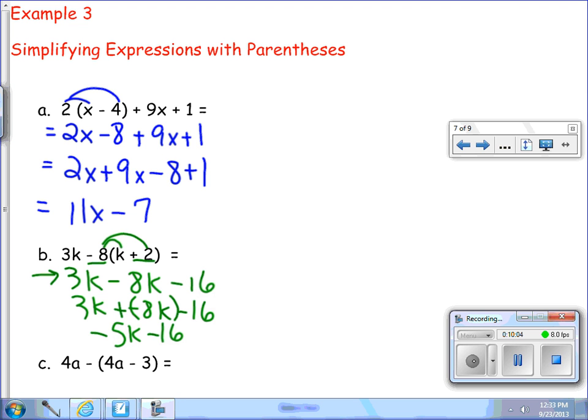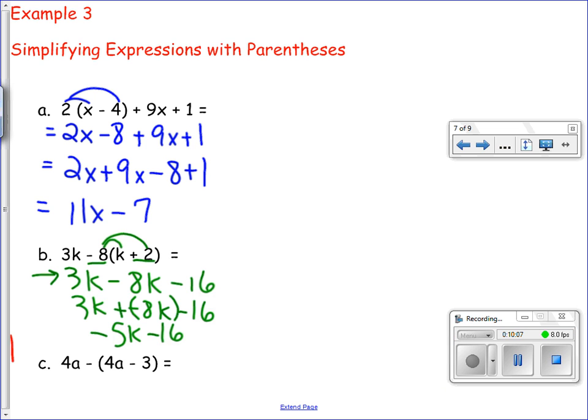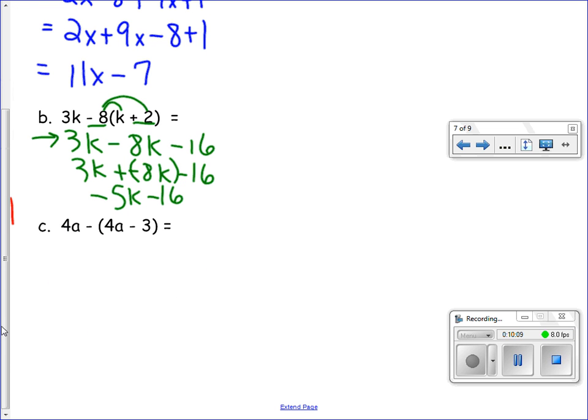In our last problem on this page, we're going to simplify this problem. Now we have 4a minus parentheses 4a minus 3. Now we're asked to simplify it. How are you going to simplify this problem? As we have spoken before, there's an understood 1 in front of this. There's one of those. So we are going to distribute -1 to everything inside the parentheses.